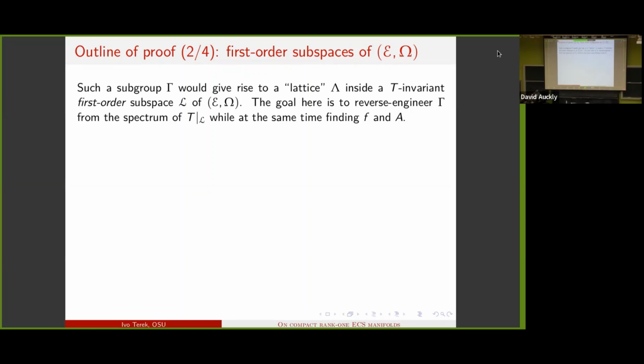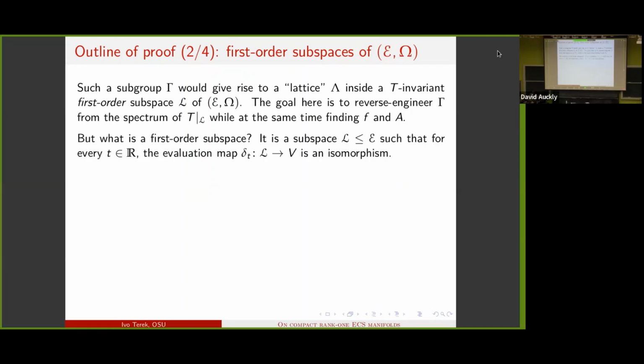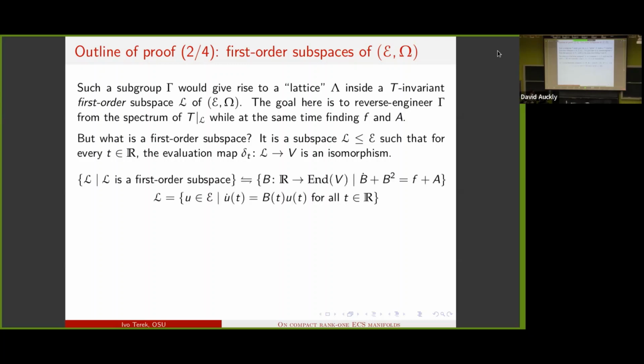Now, the thing I haven't told you yet is what is a first-order subspace. And this idea actually turns out to be somewhat simple, and again, it also works for general Morse term systems. And it's pretty much like this. We'll say that it's a vector subspace such that for every T, the map evaluation at T is an isomorphism, okay? And the reason for the name first-order subspace is explained by this correspondence.